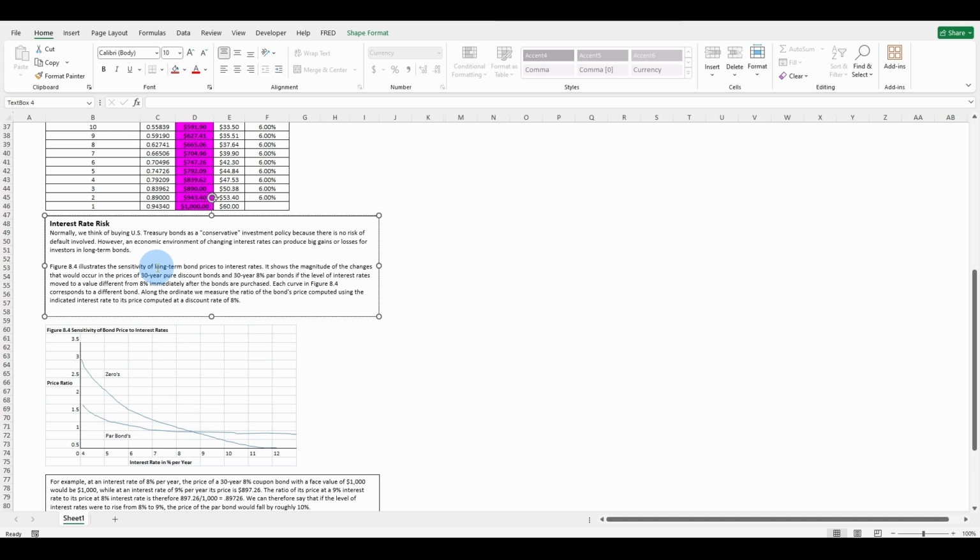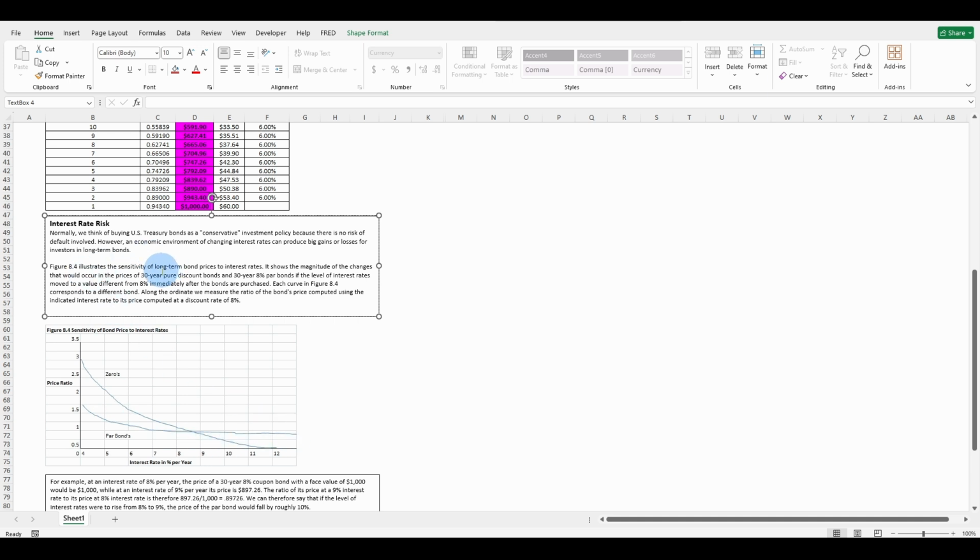However, an economic environment of changing interest rates can produce big gains or losses for investors in long-term bonds. Here's a yield curve. This is inverted. This is how it is today. Just for an example, these are interest rates right here. Here is time. Usually it goes like this. Here we have this inversion. Why? I asked this question earlier, so I'm going to pose it again. Why are interest rates like this?